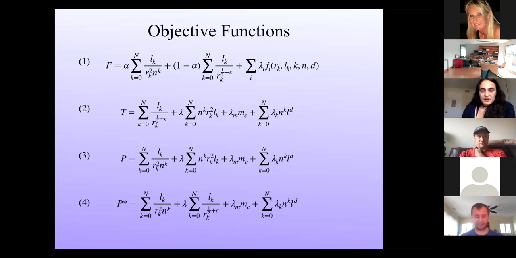And so we consider 4 main cases. So first we consider time minimization, which is shown in equation 2, and we consider the unmyelinated case where epsilon is equal to 0, and the myelinated case where epsilon is equal to 1/2. And then we also consider power minimization in equations 3 and 4, where we consider the case where we hold volume to be fixed in equation 3, and we hold time delay to be fixed in equation 4.